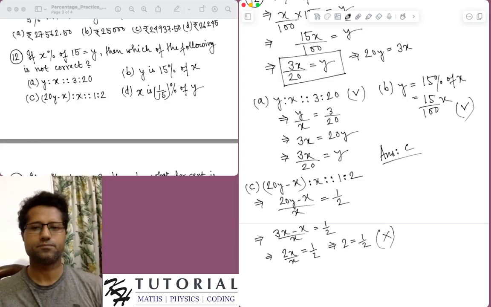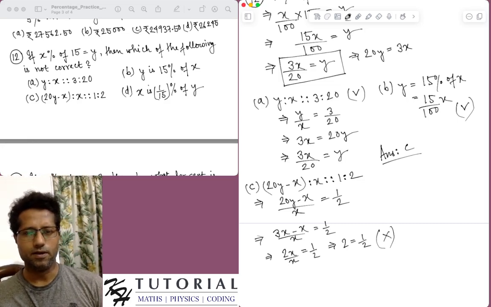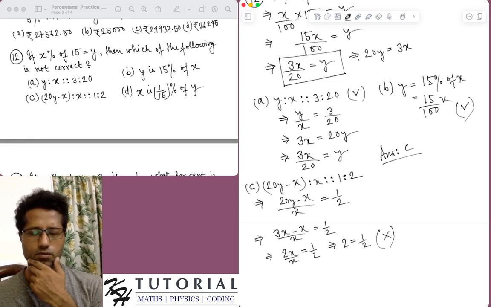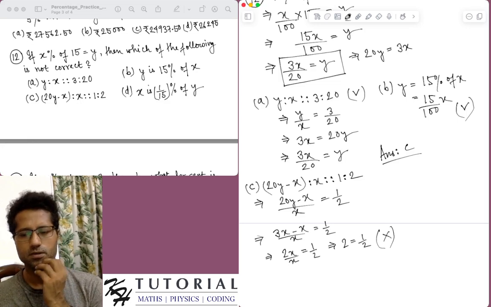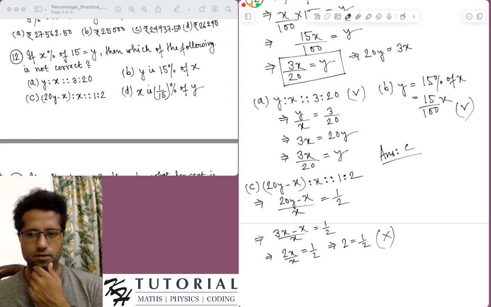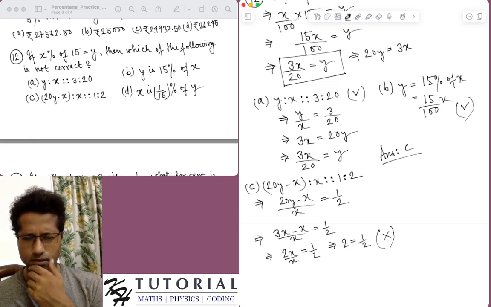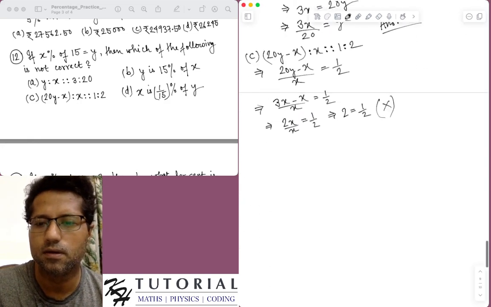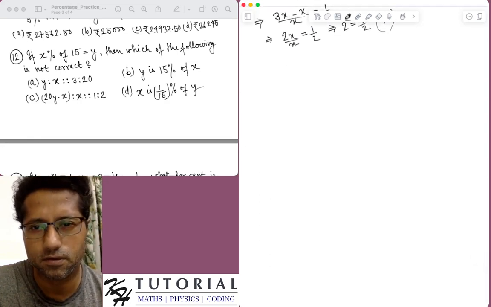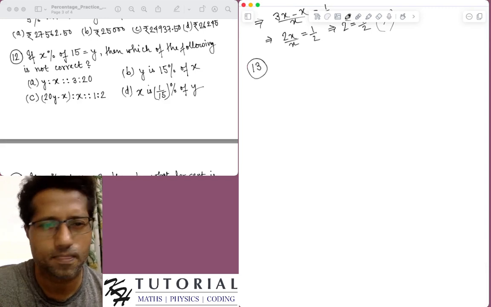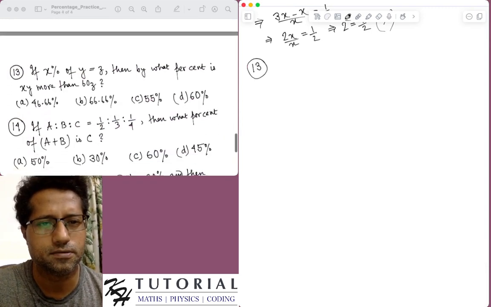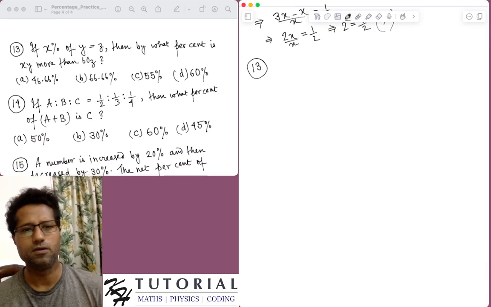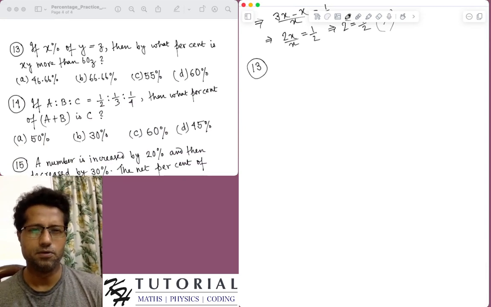Since these are all single correct multiple choice questions, we have to select only one choice. We have already found out that C is the answer, because C is an incorrect statement, so we will not check for D. Okay, let's solve question number 13. Question number 13 says that if X percent of Y equals Z, then by what percent is XY more than 60Z?